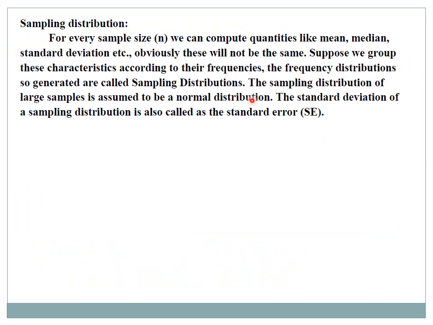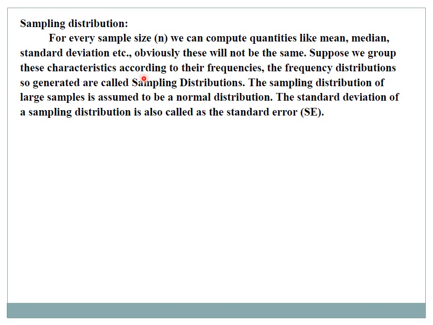Next, sampling distribution. So this is nothing but how we distribute this sample. For every sample of size n, whatever we have selected, we can compute quantities, means we can find the mean, variance, standard deviation, etc. Correct? When we have the sample, can't we find the mean and all? Yes. Suppose we have this group of these characters according to their frequencies, the frequency distribution so generated is called as sampling distribution.